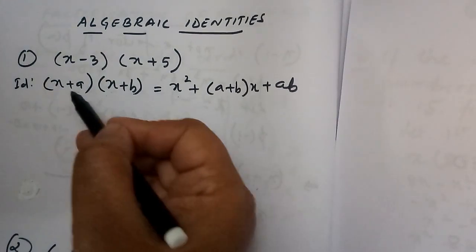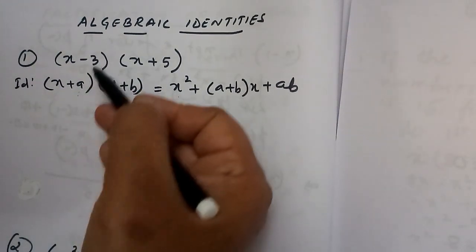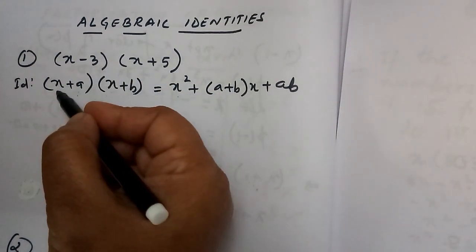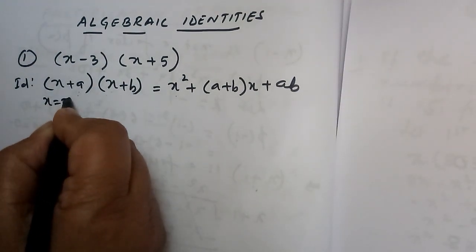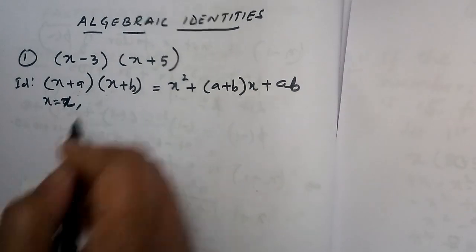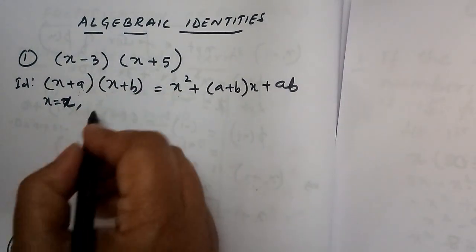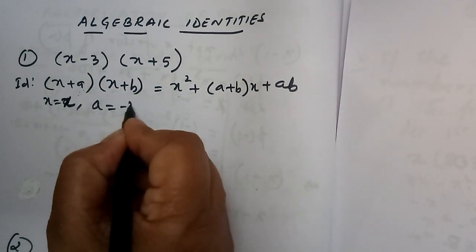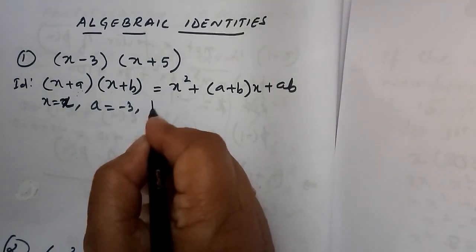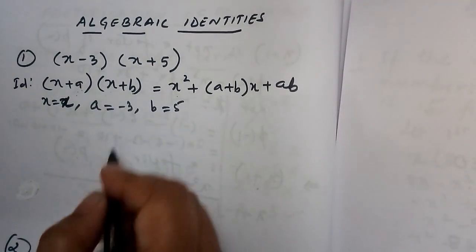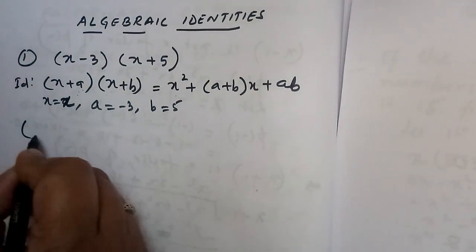Now if I compare the left hand side of this identity with your question, in place of x you have x, so your x becomes x itself, right? In place of a, what is sitting? Minus 3, so your a becomes minus 3. And in place of b, what is sitting? 5, so I have b equal to 5. Now I use this identity, what do I get?